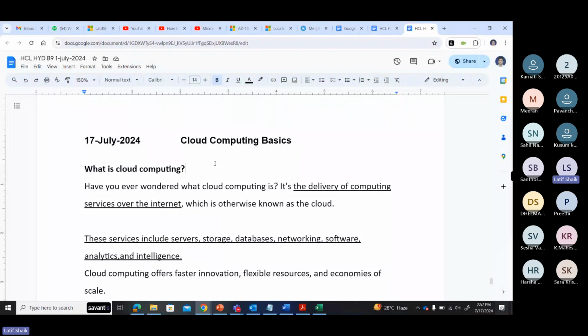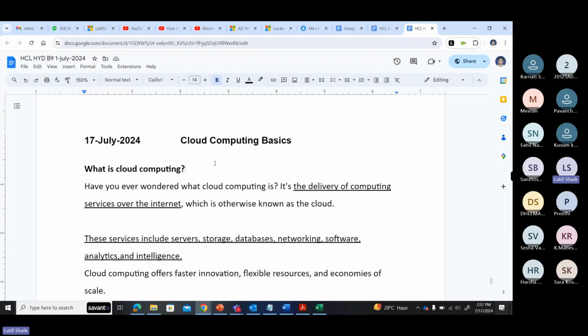Okay. So, here it is. The topic is cloud computing. What is cloud computing? It's only one simple definition: delivering of computing services over the internet. You can see there are two underlined points. These two underlined points are the main point of cloud computing. Delivering of computing services over the internet.